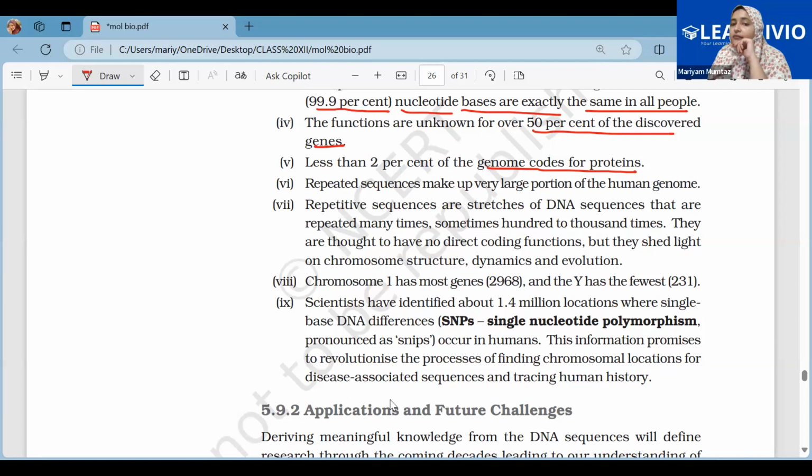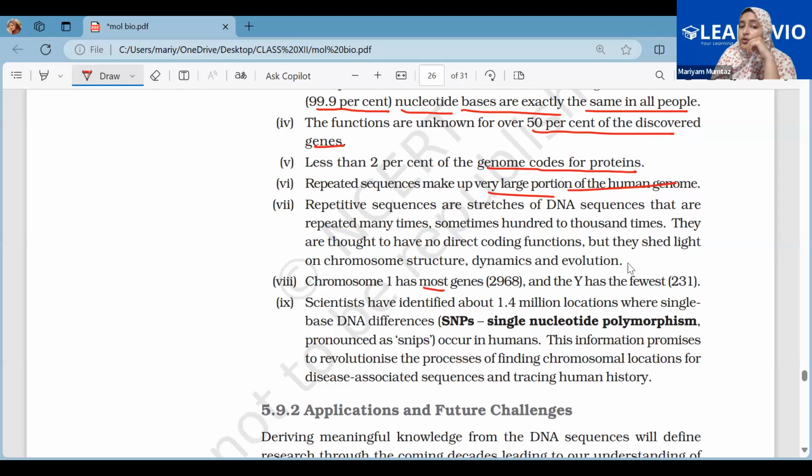Repeated sequences make up a very large portion of the human genome. Many repetitions are present throughout the human genome. Now, the repetitive sequences are stretches of DNA sequences that are repeated many times, sometimes 100 to 1,000 times. They are thought to have no direct coding function, but they shed light on chromosome structure, dynamics, and evolution. So not all the repetitive structures are performing a coding function, but some of them are.